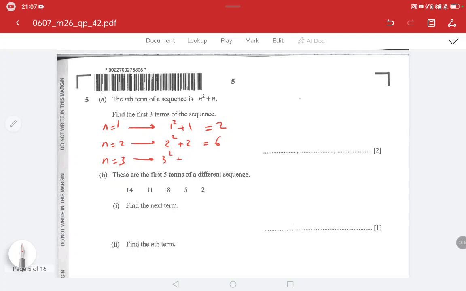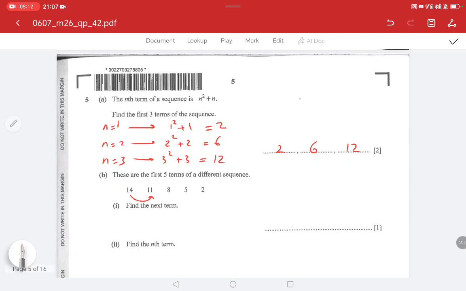Then 3 squared plus 3, so 9 plus 3, which is 12. So the answer is 2, 6, 12. Next one, these are the first 5 terms of a different sequence. Find the next term. Okay, let's see.